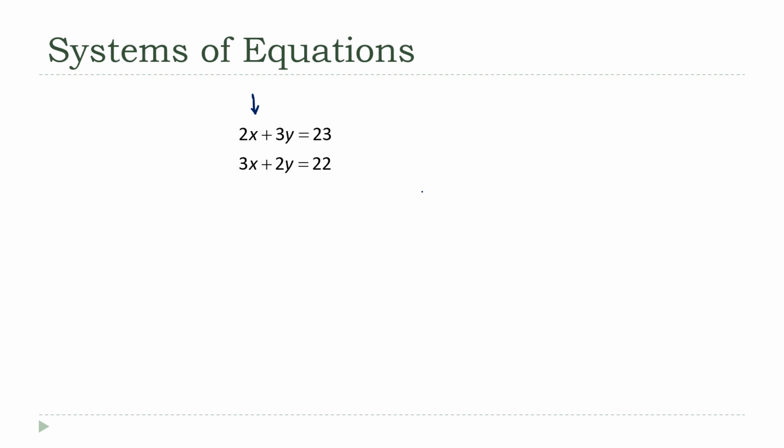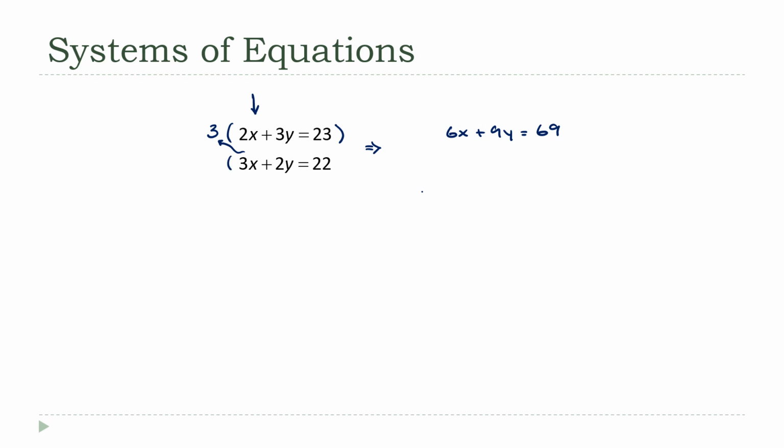So what I'm going to do is take the first equation and multiply it by 3. All right, now where did the 3 come from? The 3 is the coefficient of the x in the other equation. Right, so if I do that multiplication, I get 6x plus 9y equals 69.